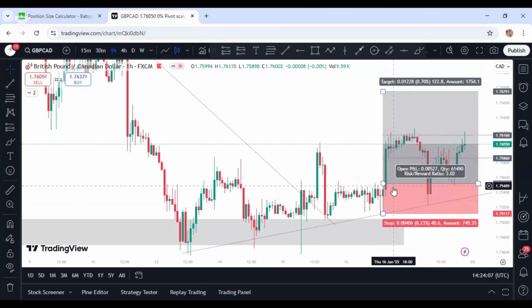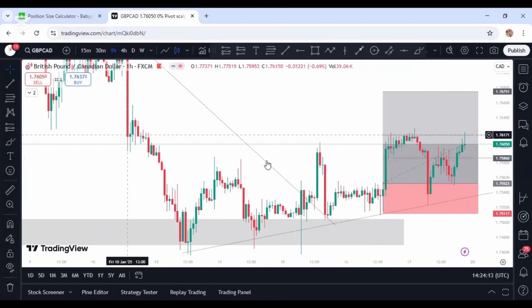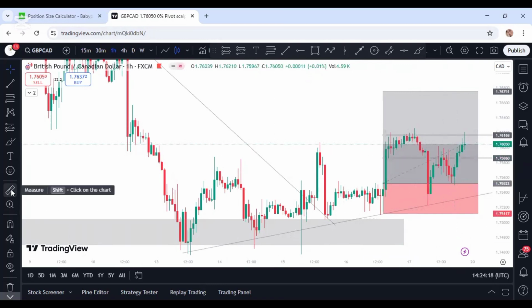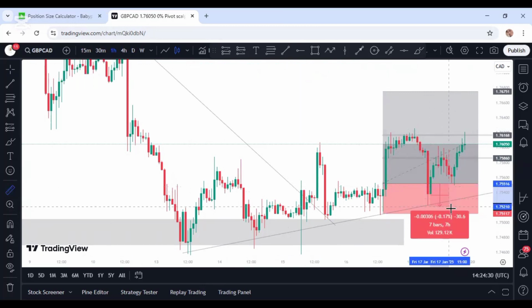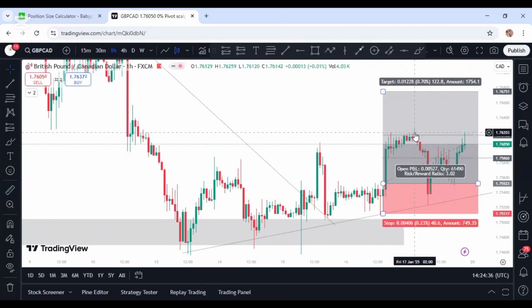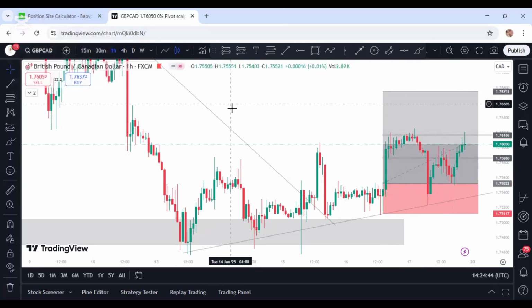For this example, I will use GBP/CAD. This is a trade we took on Thursday. We are actually still in this trade, running in profit, so I will use this trade for this example. First of all, before you execute the trade, know the pips. How many pips are you risking for that particular trade? For this trade, we are risking 40 pips to get 122 pips, and it's actually a 3R trade, a 1 to 3 risk to reward ratio trade. It means we are risking 1% of our account to get 3% of our account.